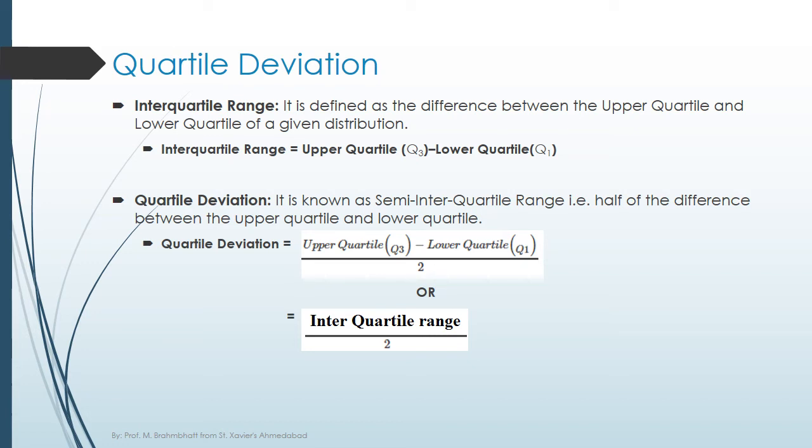And the next step is the quartile deviation. It is known as the semi-interquartile range. Therefore, it is half of the difference between the upper quartile and the lower quartile. So the formula of the quartile deviation is (Q3 minus Q1) divided by 2.